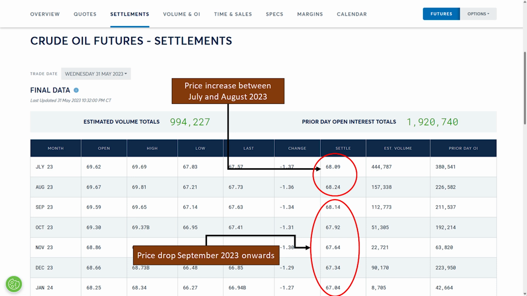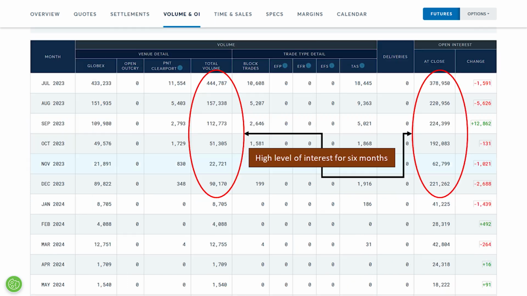Again, if we look at the settlement data, we find again the prices are going down in future, which is September 23 to January 24. Whereas in the immediate term, July and August 23, the prices are going up. Here we can see the level of interest or the total volume getting traded. As I explained, the volume of trading in the immediate contracts, that is July and August 2023, is very high as compared to the volume of trading for the subsequent contracts, as is normal in most of the futures contracts across the world.